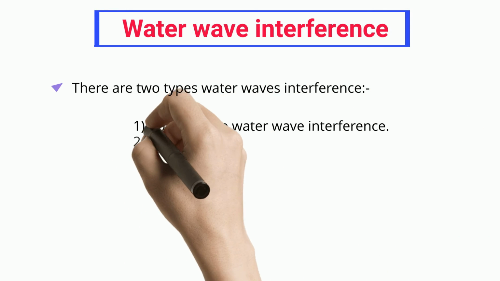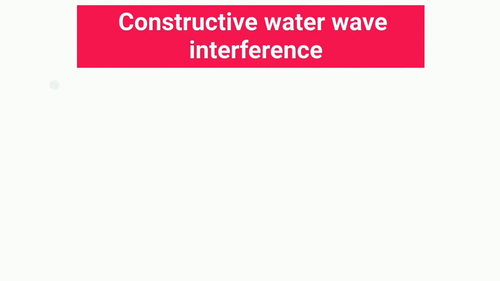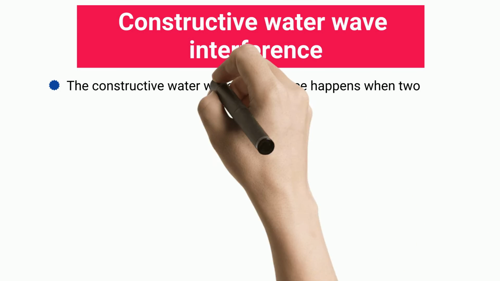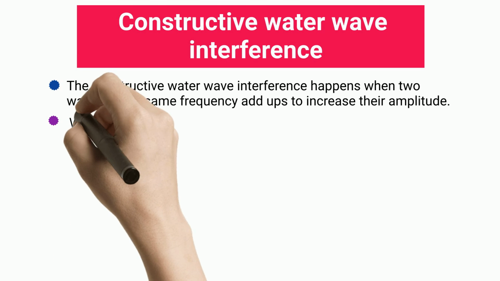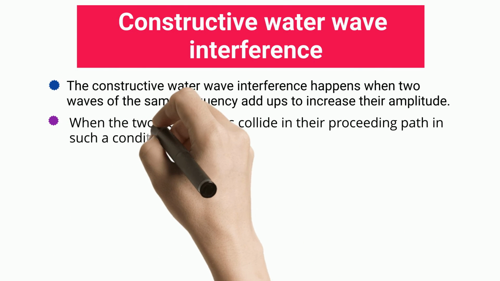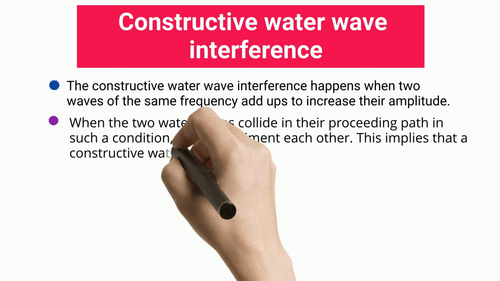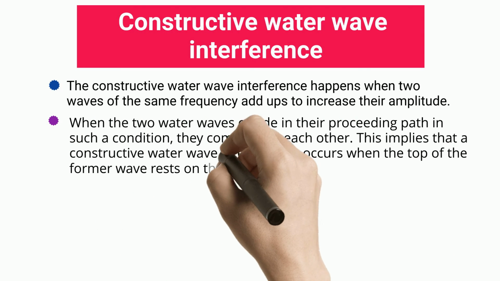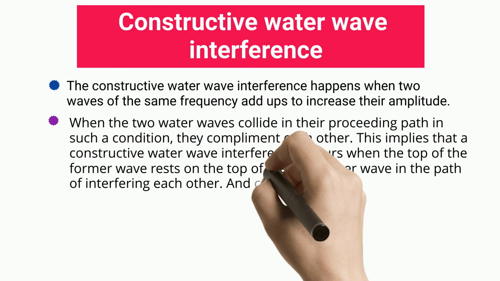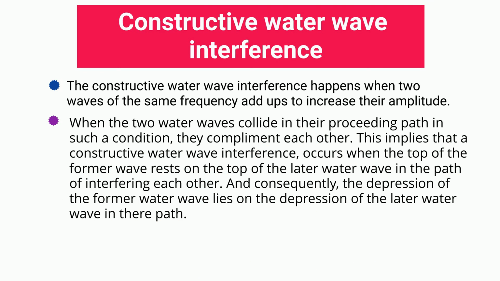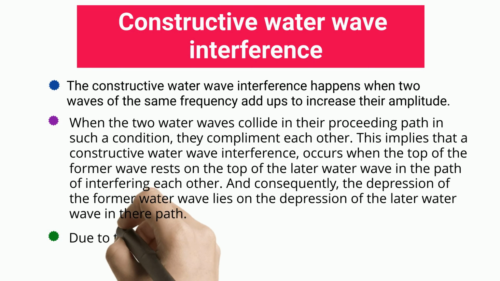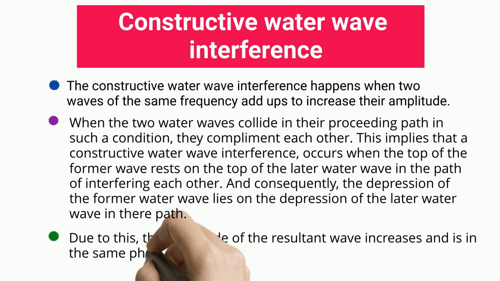There are two types of water wave interference: constructive water wave interference and destructive water wave interference. Constructive water wave interference happens when two waves of the same frequency add up to increase their amplitude. When the two water waves collide in their path in such a condition, they complement each other. This implies that constructive water wave interference occurs when the top of the former wave rests on the top of the latter water wave, and consequently, the depression of the former water wave lies on the depression of the latter water wave in their path. Due to this, the amplitude of the resultant wave increases and is in the same phase.